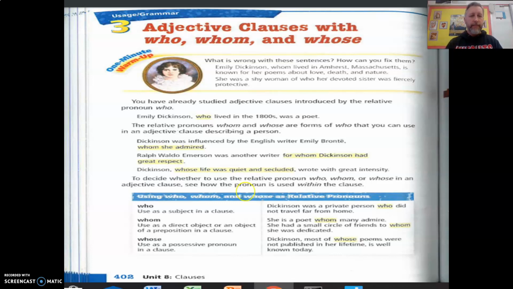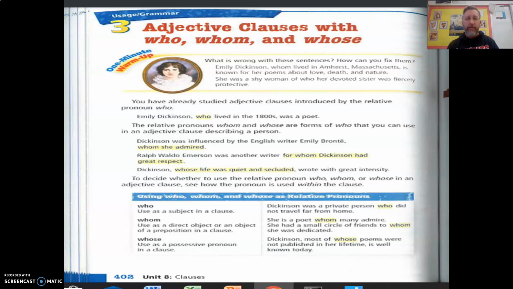Okay, let's get into our lesson. We'll skip the 1 minute warm up unless you'd like to do that on your own. It says you've already studied adjective clauses introduced by the relative pronoun who. All right, and so then you get an example there. It says Emily Dickinson, who lived in the 1800s, was a poet. So Emily Dickinson was a poet is the independent clause there. Who lived in the 1800s is the subordinate clause.